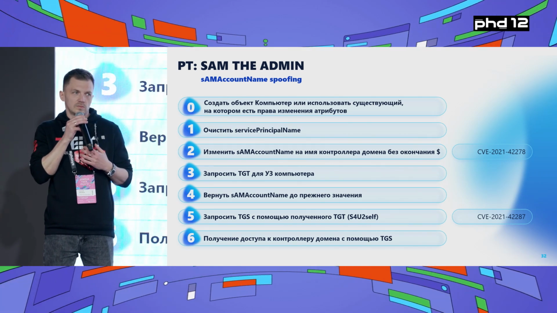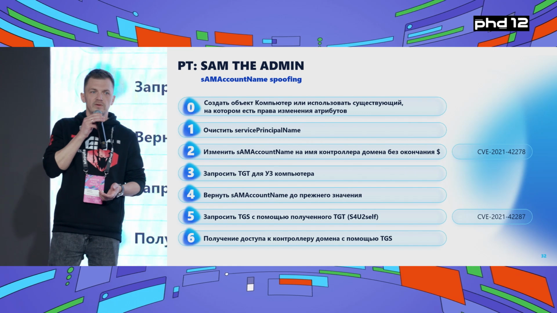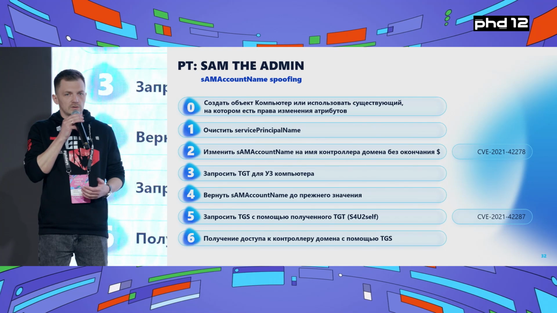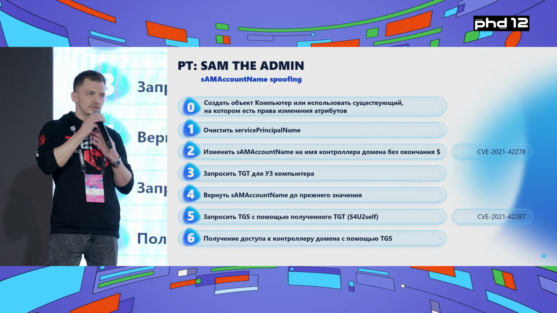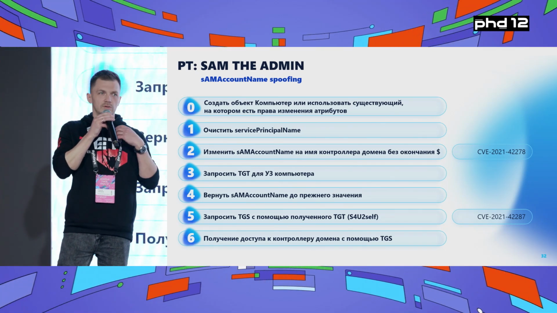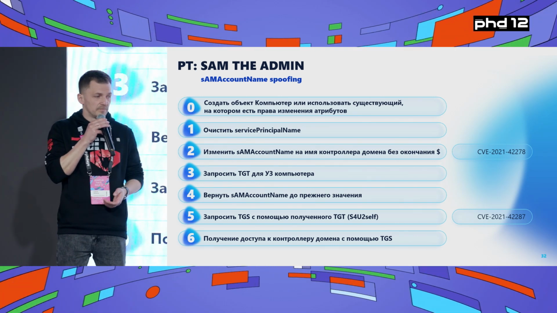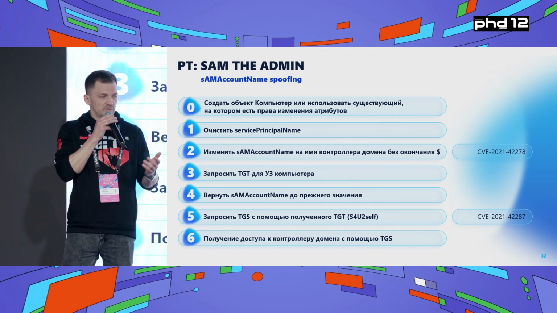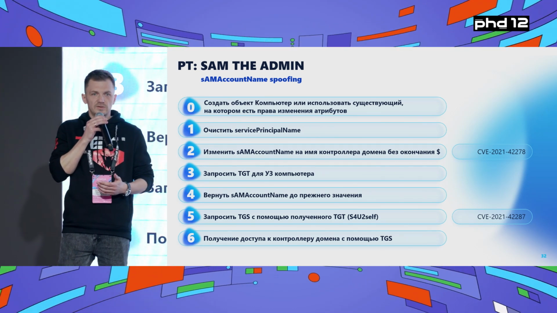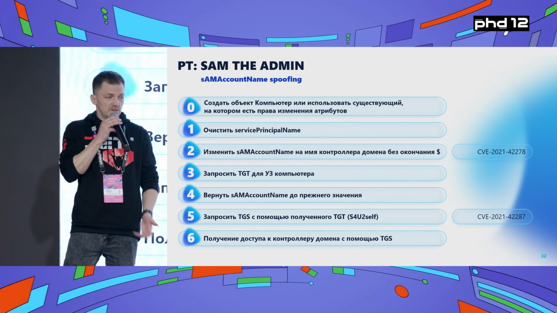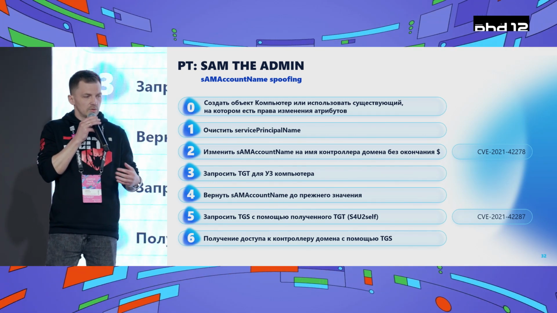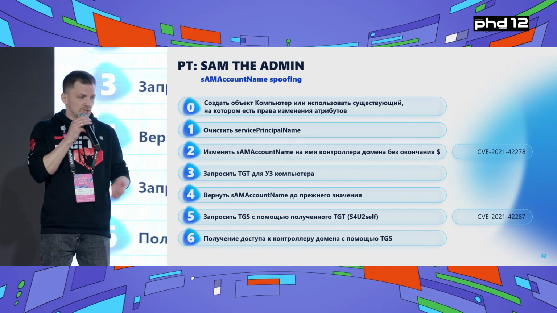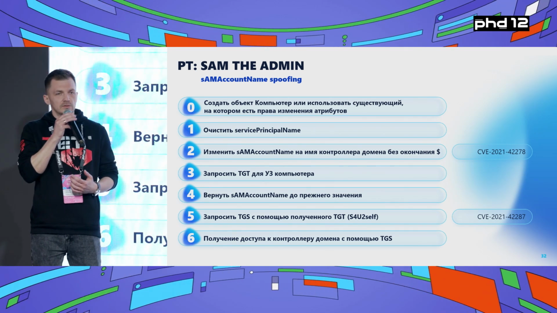If that limitation is fixed and the users cannot add any machine accounts, then there might be some compromised user who has such rights, and we will work with that. After that, we would erase a service principal name, because otherwise you cannot rename the machine. We would change the account name to the domain controller, but we remove a $ at the very end.